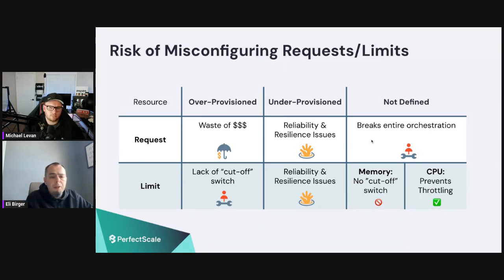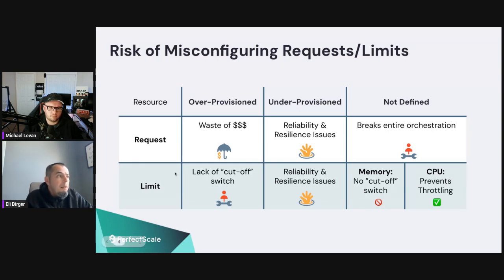If we do not set them, then we break the entire concept of Kubernetes orchestration, because Kubernetes places the pods on the nodes based on the requests. And if you don't set the request, you're actually saying to Kubernetes, I am not going to consume any resources. And then you arrive at the node, and you try to consume resources, but there are no resources for you. So you are evicted, or some other pod is evicted. So this will break the entire concept of orchestration in Kubernetes.